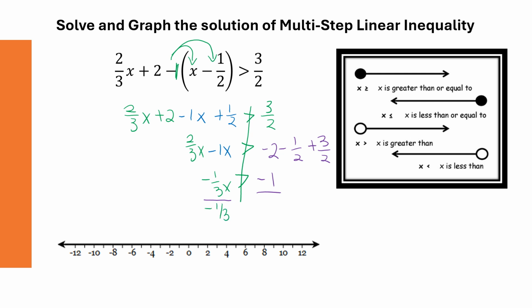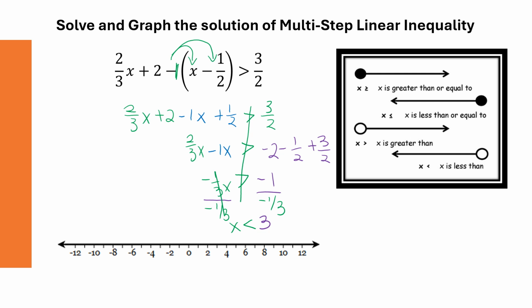So this cancels out, negative 1/3. And because I'm dividing by a negative number, I have to change my inequality sign. So instead of greater than, it's going to switch to less than. And negative 1 divided by negative 1/3, that's going to give us 3.